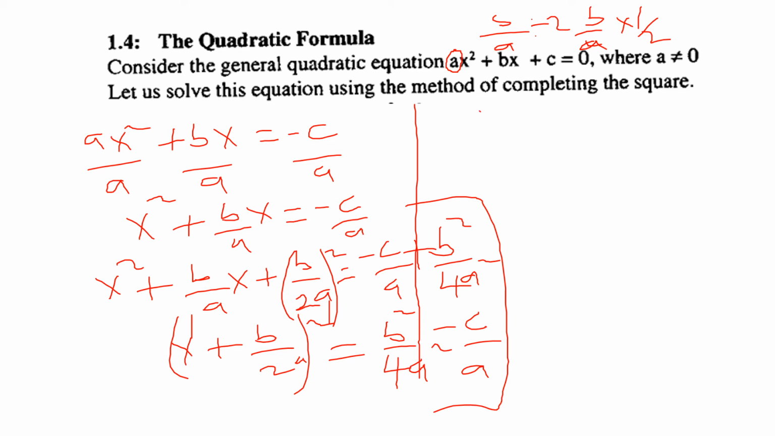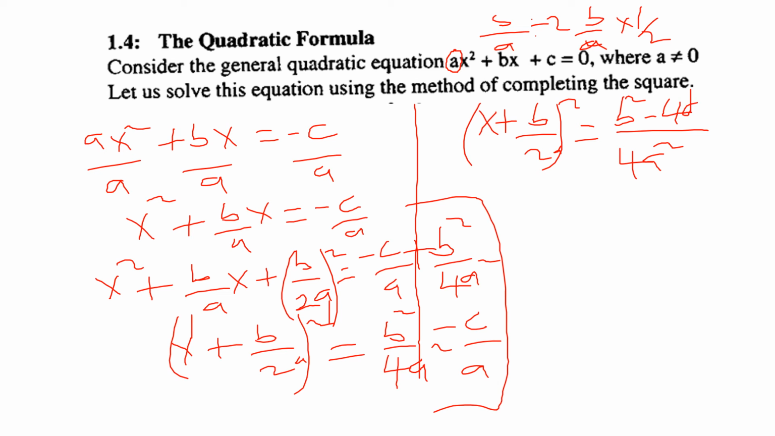So we have x plus b divided by 2a squared is equal to, the LCM on this side is 4a squared, and the LCM on that side is 4a squared. So in this case we shall divide. If you divide 4a squared by 4a squared here, you get b squared, then minus, if you divide 4a squared by a, you get 4ac. That is what we shall have on that side, negative 4ac.